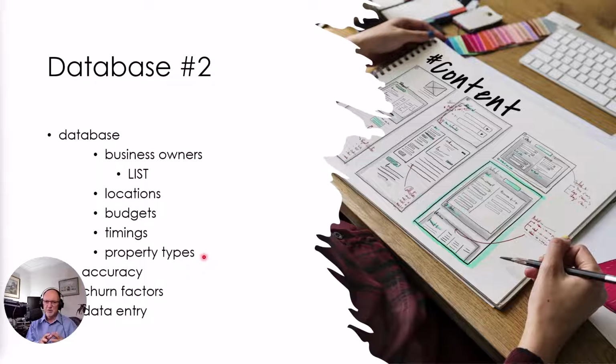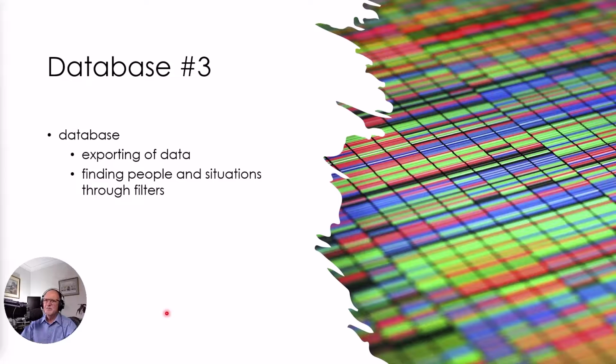Because your database should be segmented enough for you to pull up exactly what you want, to talk to those people at the right time in the right way. And from that you can get accuracy. You can create churn factors and find the people to talk to. And of course you can create a lot of data entry. I like to suggest that data entry occurs at the end of the day, although you may choose to do it as you go through your core processes. That's up to you. Let's go further.